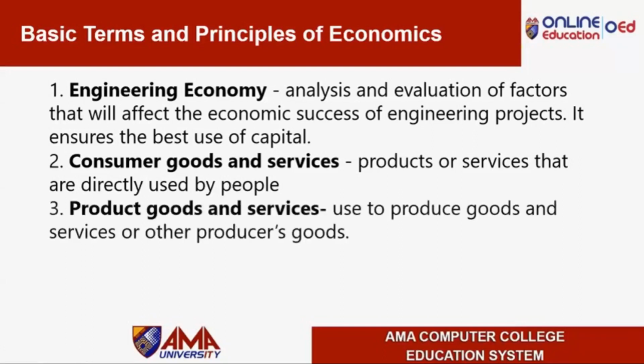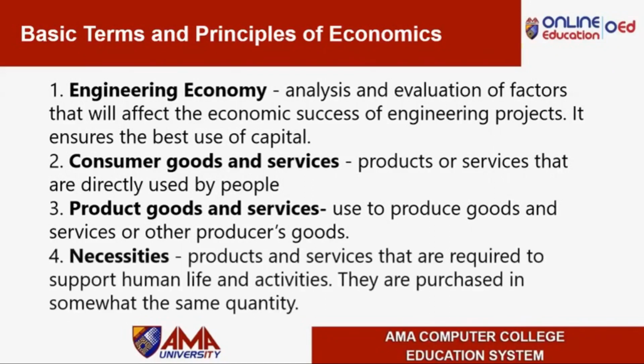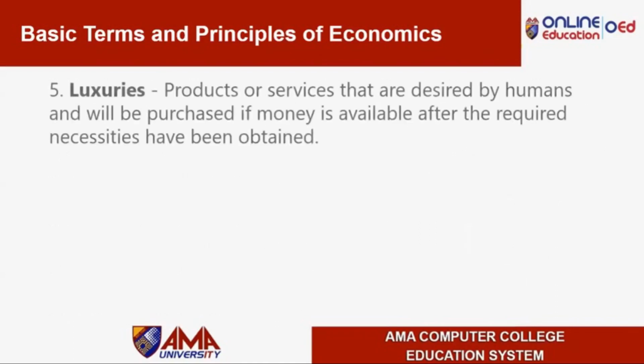Number 3, producer goods and services, used to produce goods and services or other producers' goods. And then we have necessities, products and services that are required to support human life and activities. They are purchased in somewhat the same quantity. Luxuries are products or services that are desired by humans and will be purchased if money is available after the required necessities have been obtained.